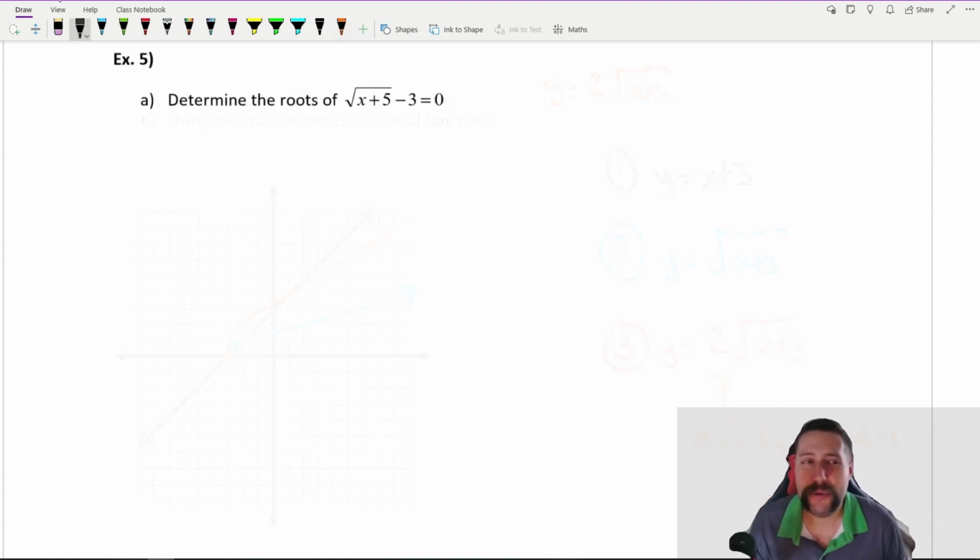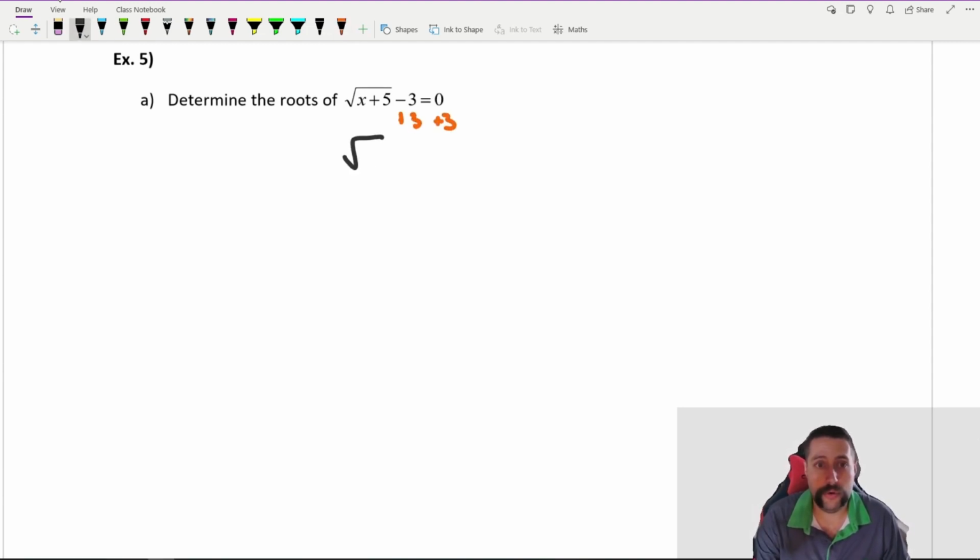Next example we have is determine the roots of the root of x plus 5 minus 3 is equal to 0. So again, this is just finding what x equals. You're trying to find where this graph crosses the x-axis. That's all you're trying to find. So we have the root of x plus 5 minus 3. What we'll do is add 3 to both sides.